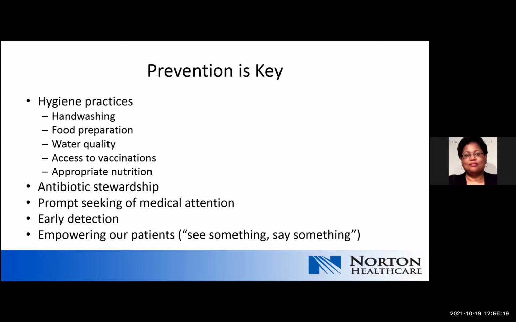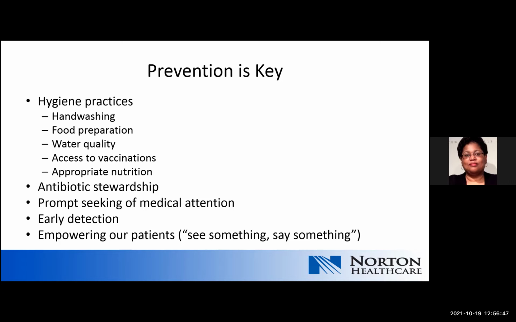Prompt seeking of medical attention, early detection, empowering our patients all kind of go together, especially empowering our patients to see, if they see something, say something. If they think something's wrong, they need to say something. No, that doesn't mean go to Dr. Google and find out what Google says about it, but that does mean to go to your provider and say, hey, you know what, I heard about this, or I'm feeling this, and being able to have that open conversation to empower our patients, because they know their bodies best.